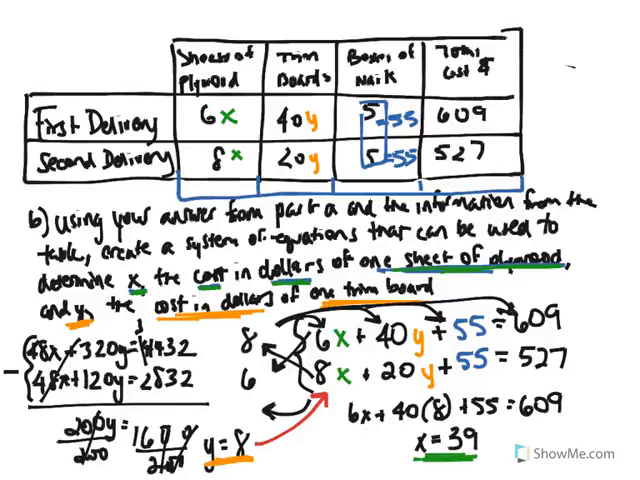Okay, so I have my x, and then I have my y. Remember what each of these things stand for? X is the cost in dollars of one sheet of plywood, and y is the cost in dollars of one trim board. Okay, great, good to know. Now we know these things. We know that x for price is 39, y is 8, this is 11.